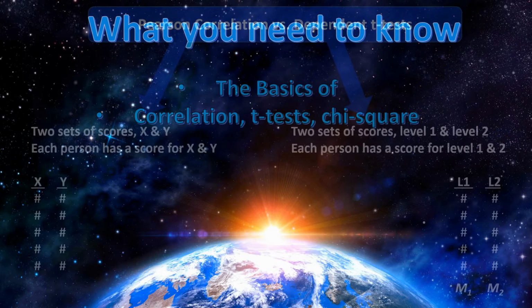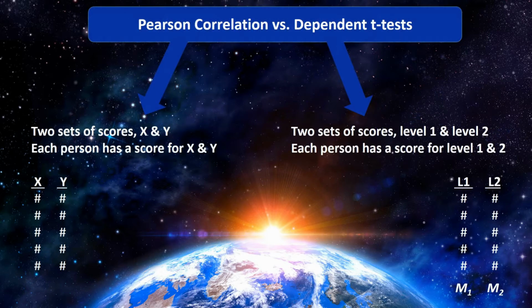All right, so first let's look at the difference between correlation and a dependent t-test. Here we're looking at Pearson correlation, so we're looking at scores and we're trying to determine if there's a linear relationship between those scores, versus a dependent t-test where you have one independent variable with two levels and the same people are tested in each level.